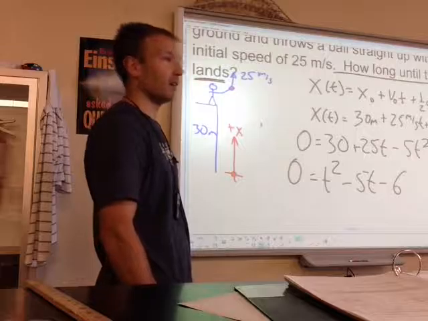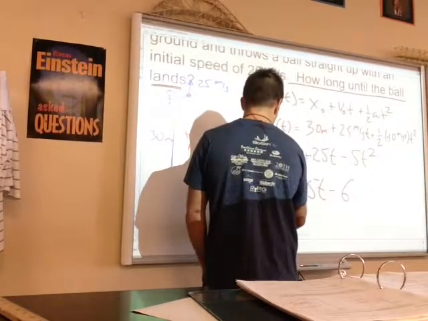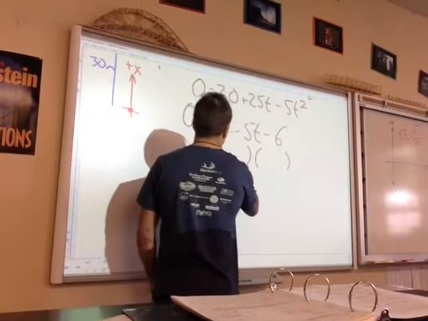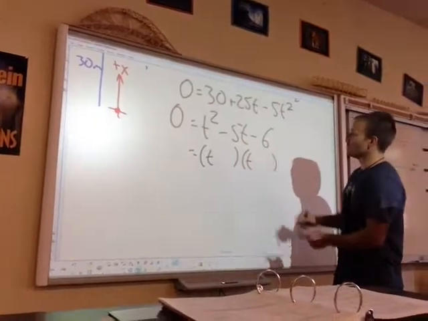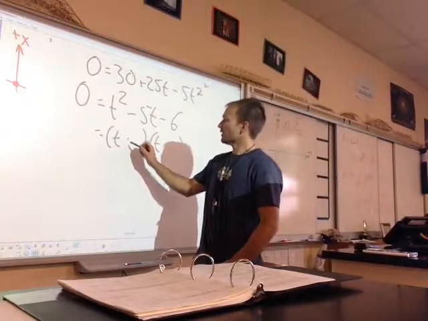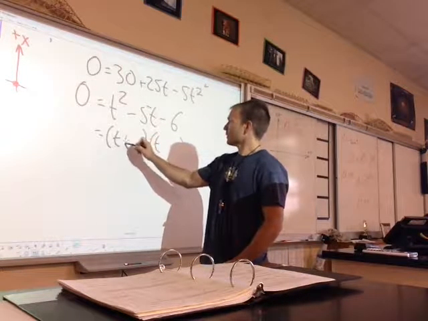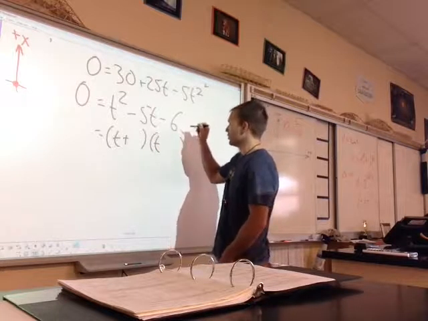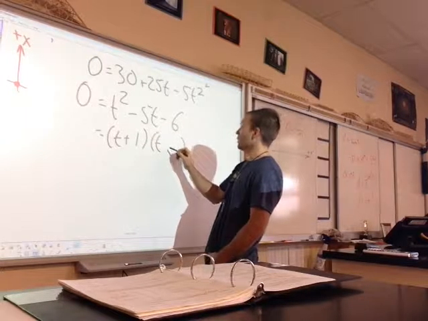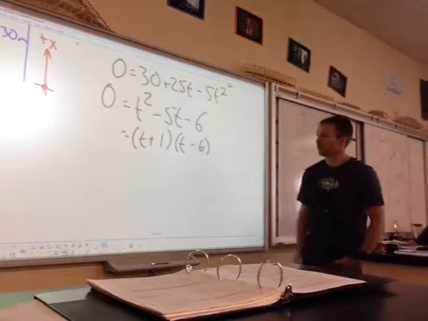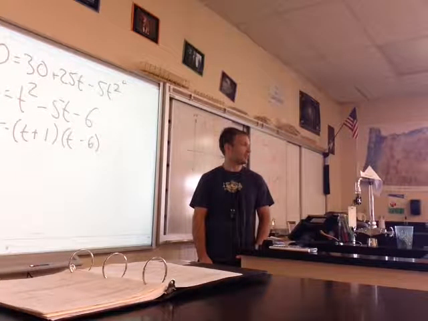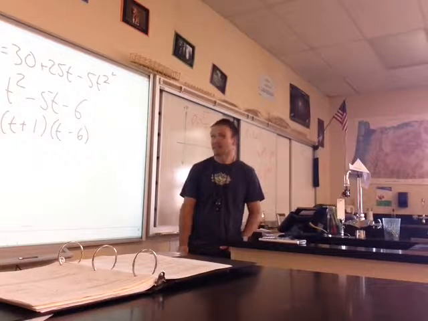Right, just divided everything by negative 5. Does this factor? Try it. I'm looking for two numbers that when I multiply them, they give me negative 6, and when I add them, they give me negative 5. So I'm going to go plus 1 minus 6. It works!